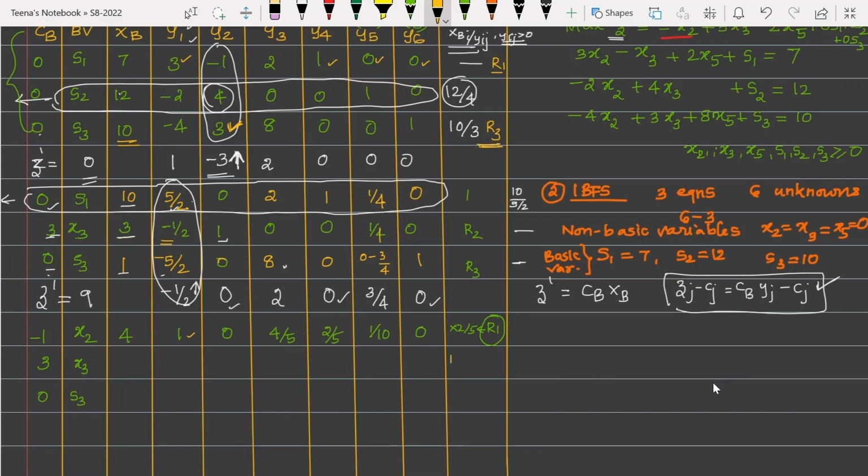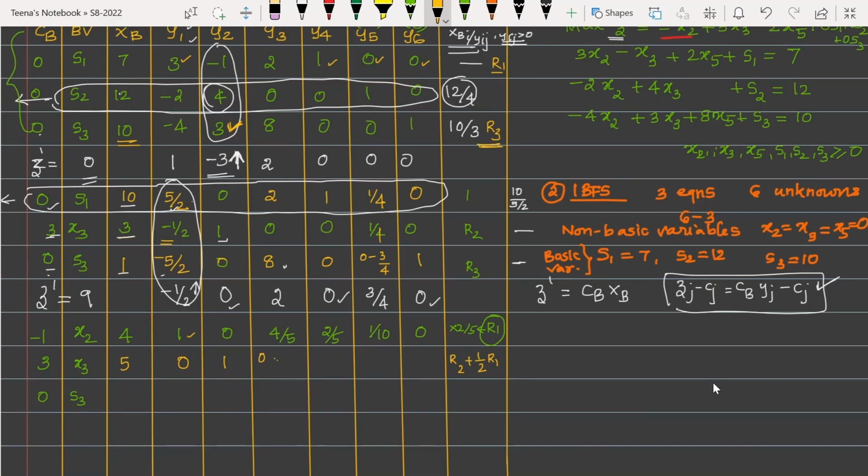So the transformation to be applied is R2 plus 1 by 2 R1. So let us do the transformation. It is 3 plus 1 by 2 into 4. So 3 plus 2 equal to 5. Then the second element is minus 1 by 2 plus 1 by 2 equal to 0. So 1 plus 0, then 0 plus 1 by 2, 0.